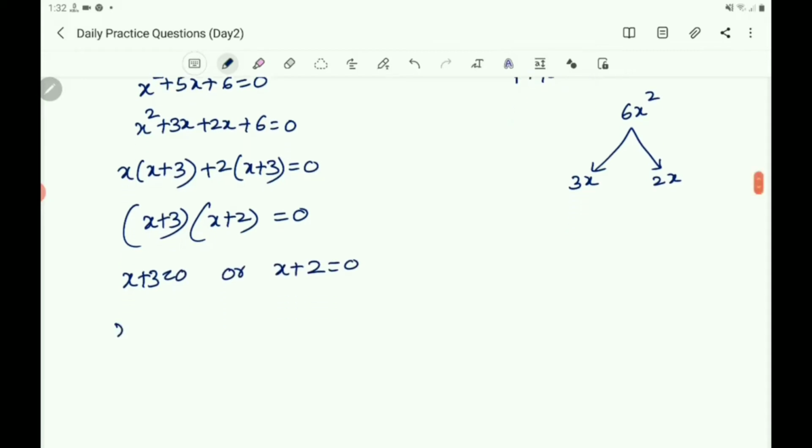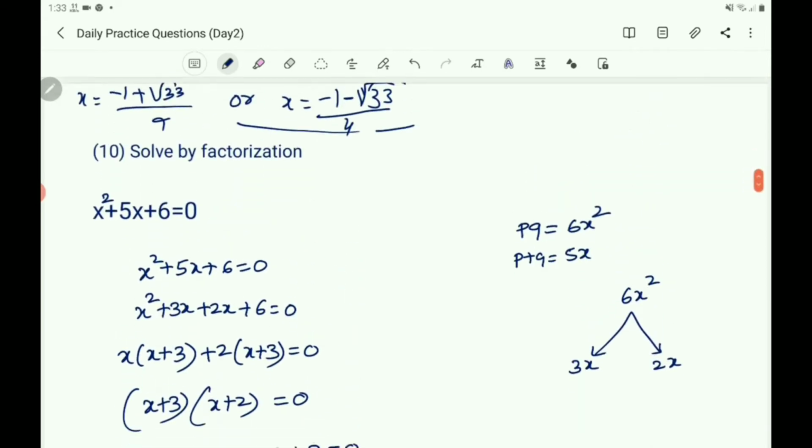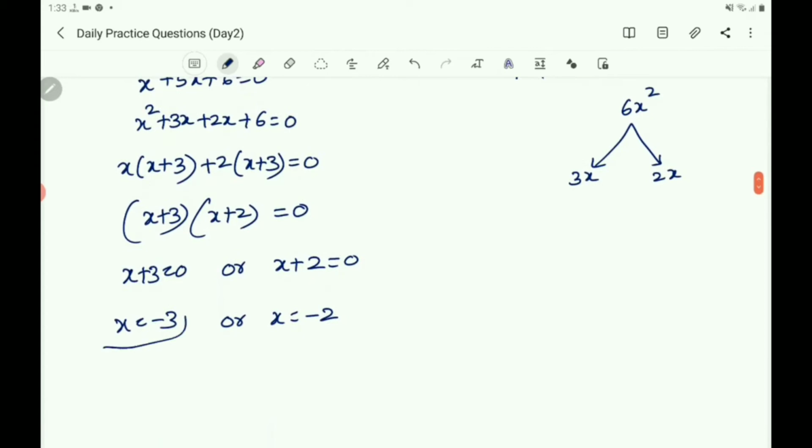Then it becomes x equals 0 minus 3, that is minus 3, or x equals 0 minus 2, that is minus 2. So the solution you got, the two roots, are x equals minus 3 and x equals minus 2.